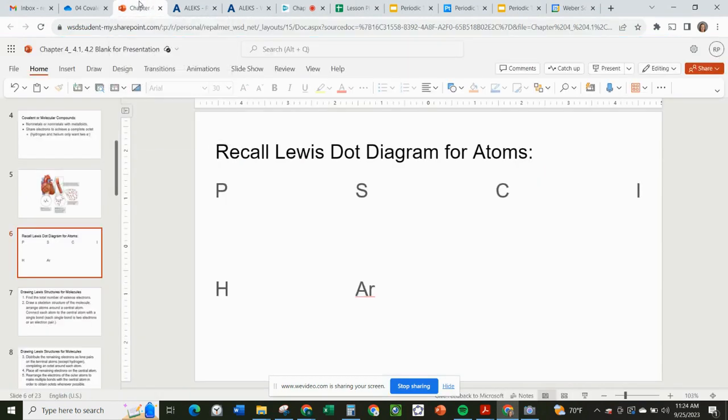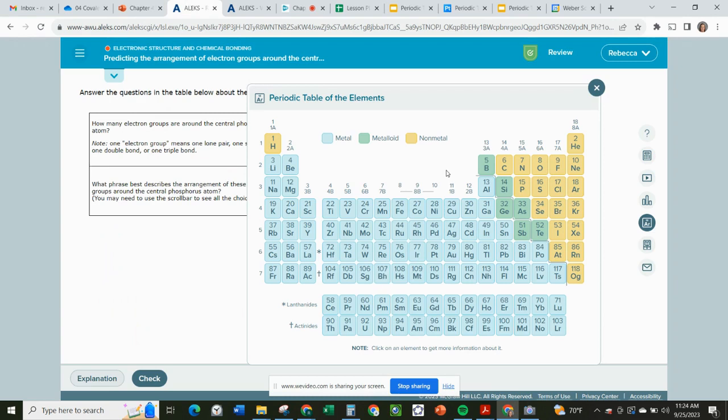Okay, let's go back to our periodic table. Okay, so let's do phosphorus next. Phosphorus, find that's here. So that has 5 valence electrons.